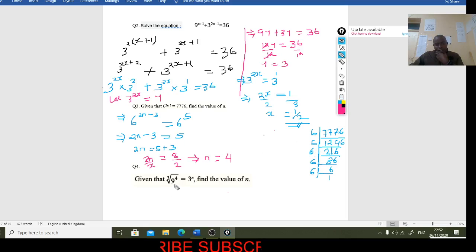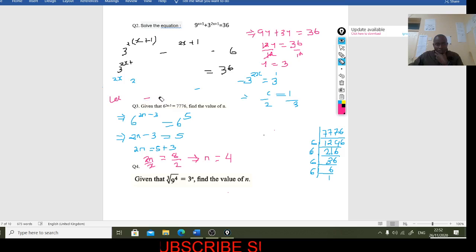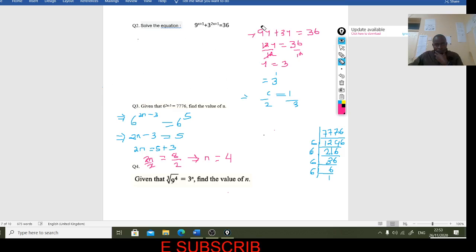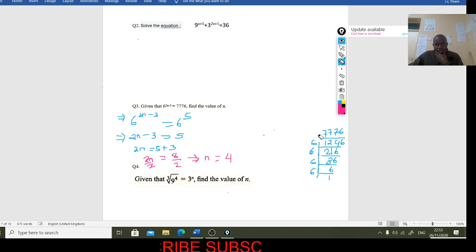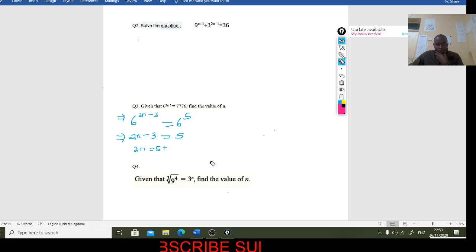Now a question like this one, how do we find the value of n? I need this value of n. So what I do, for me to find that value of n, I need to find the value of n in this other side.